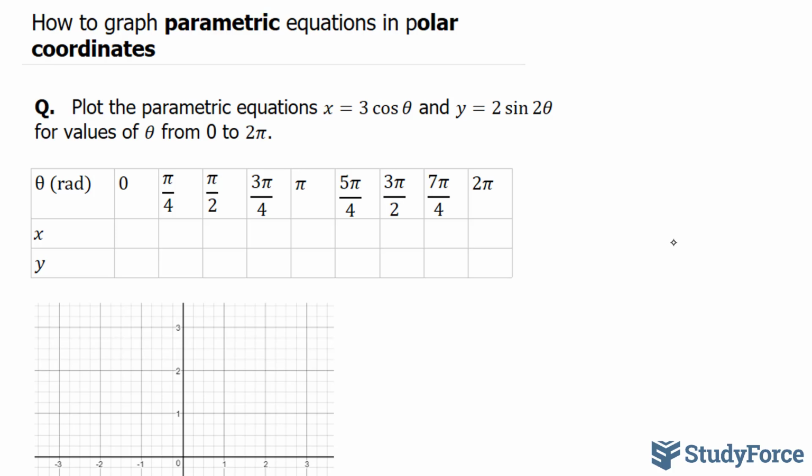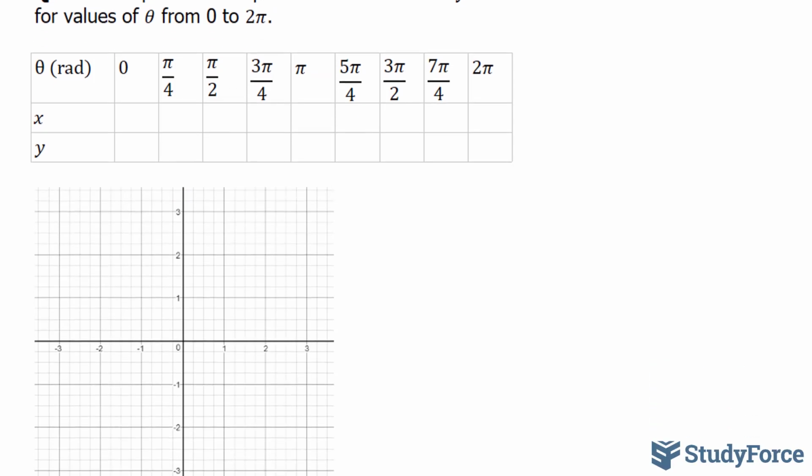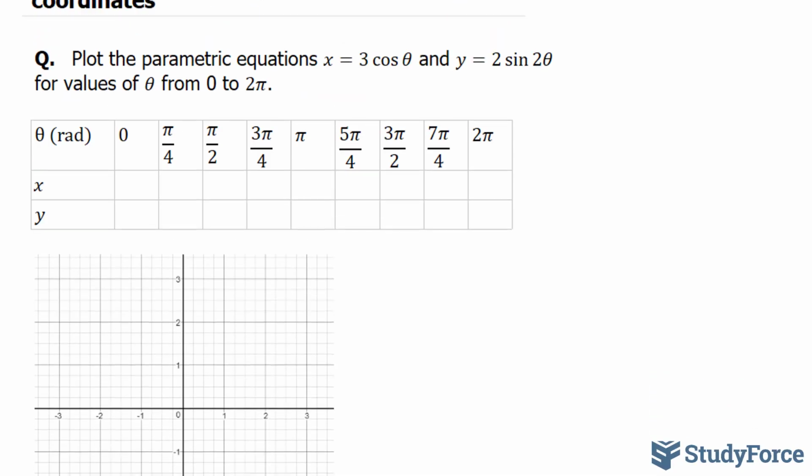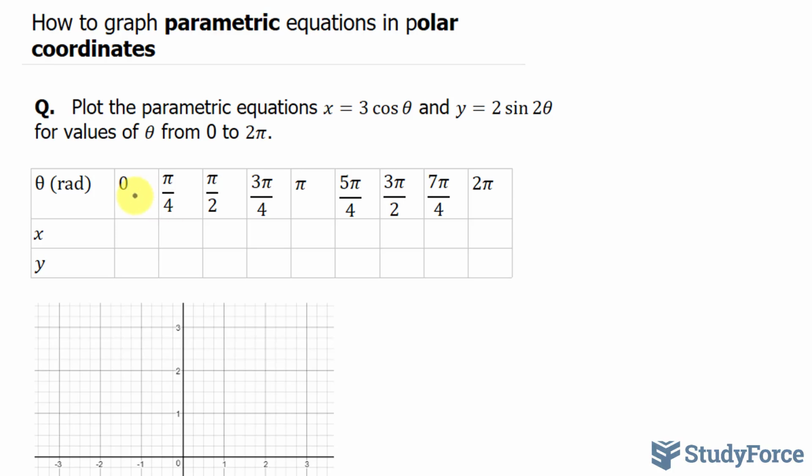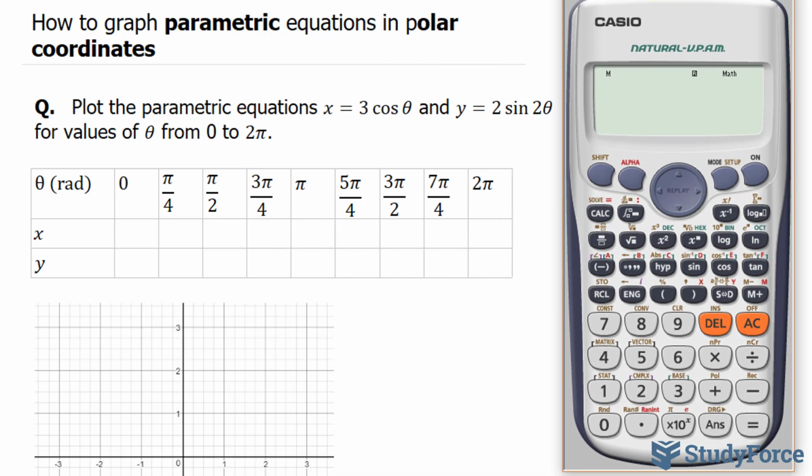To do this question, you want to set up a table as shown. And what I'll do is evaluate outputs of x using this equation and evaluate outputs of y using this equation. Once I have found my x and y for each of these angles, I will then plot it on a rectangular plane shown here. So I'm going to go ahead and show you a few of these and then I'll fill in the table. Let's start with cosine when the angle is 0 times 3.